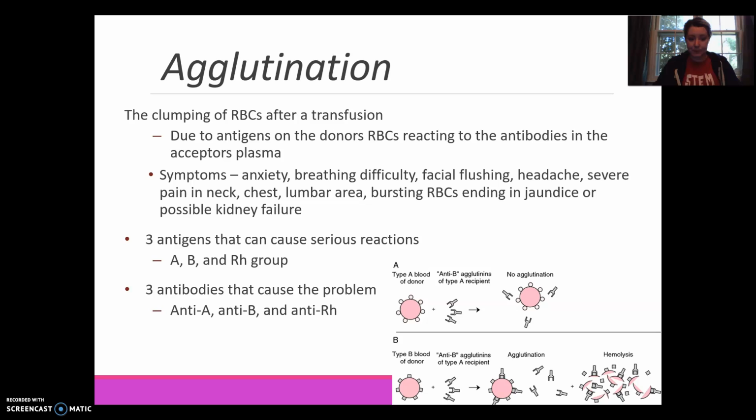All right, so there are three types of antigens. It's A, B, and then the Rh. The Rh is going to be whether or not you are positive or negative. These are two totally different traits.